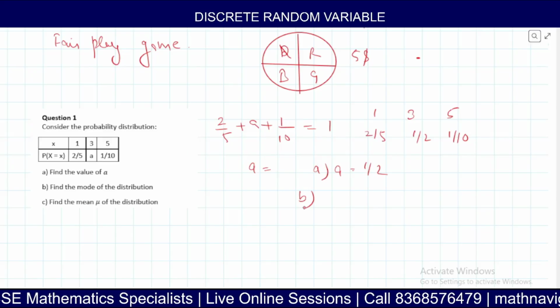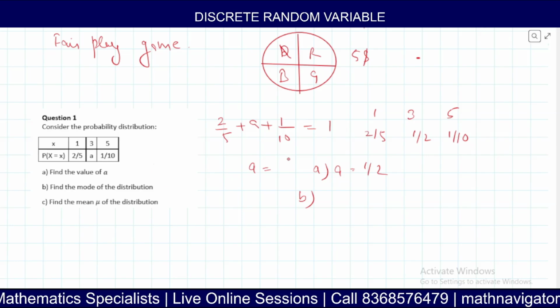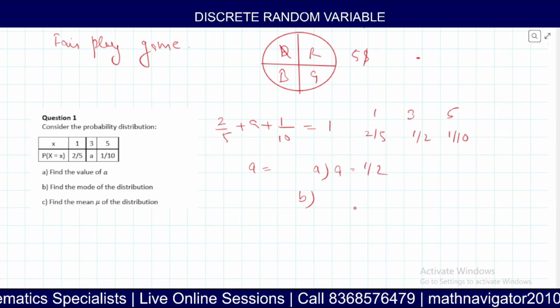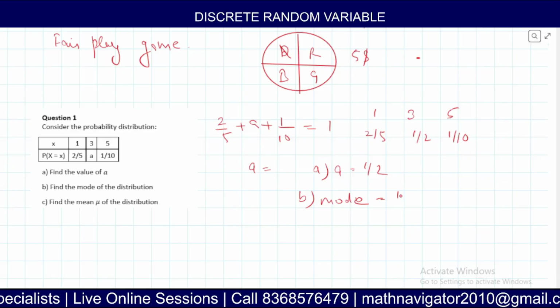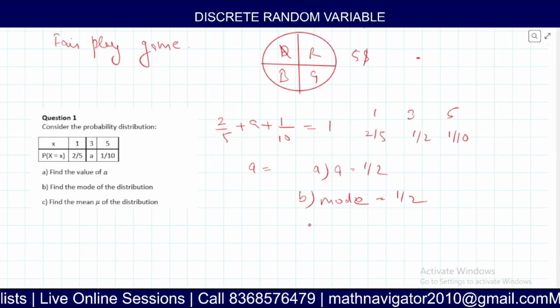Now we come to the B part. Find the mode of the distribution. Mode of the distribution is the maximum frequency. Maximum frequency is half. So mode is equal to half. Let's talk about the mean of the distribution.